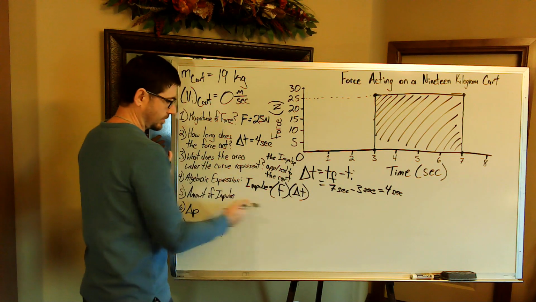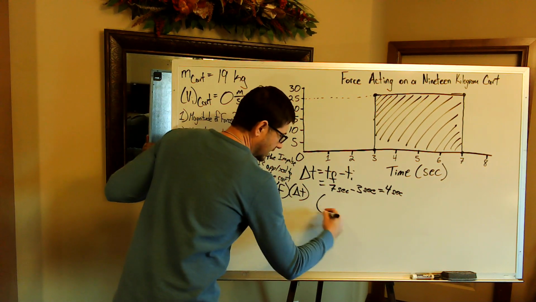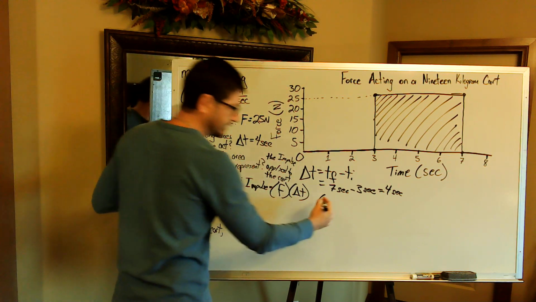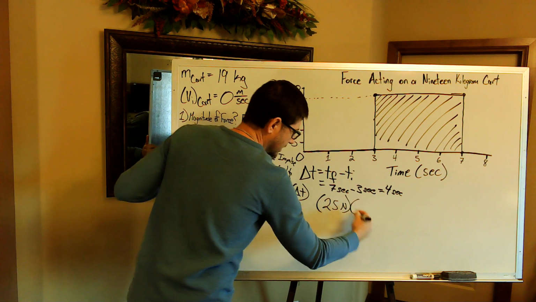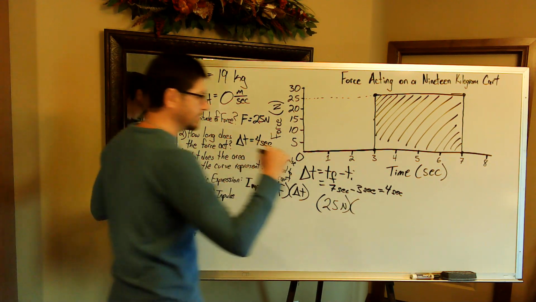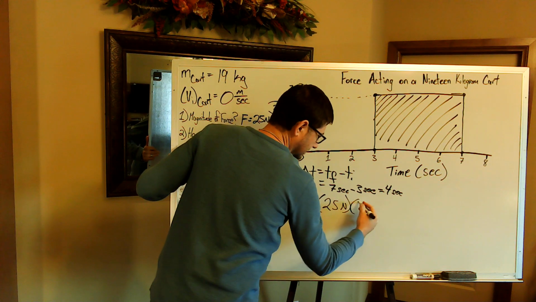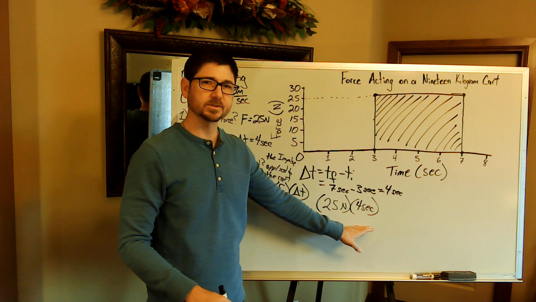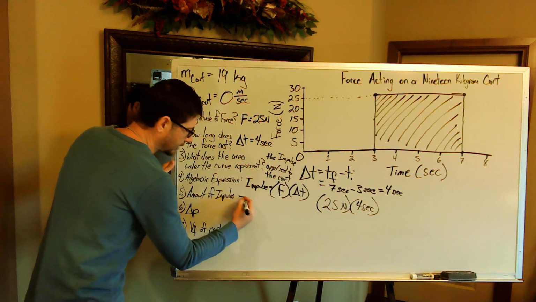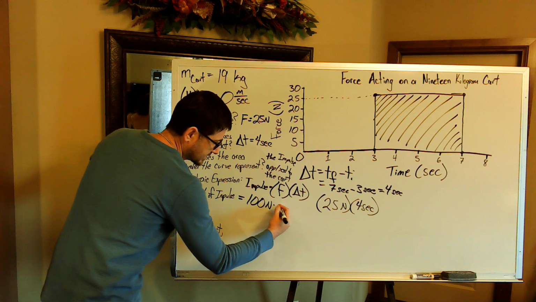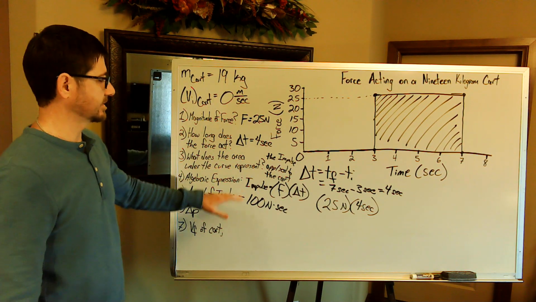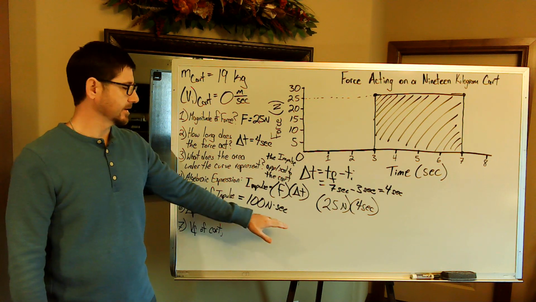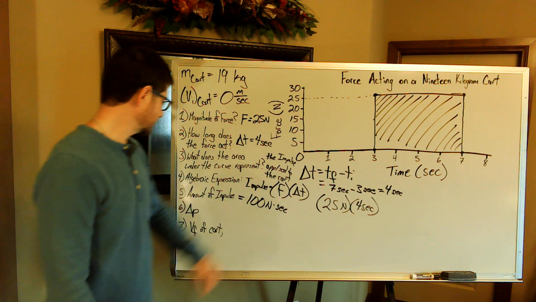By using our equation in number 4, our applied force, you guys have already identified from looking at the graph, we have 25 newtons. We're going to multiply this by our time interval right here, and we calculated that to be 4 seconds. So 25 newtons times 4 seconds is going to be equal to 100 newton seconds. Now, remember from the notes that I wrote for you guys, impulse is always described with units of newton seconds.